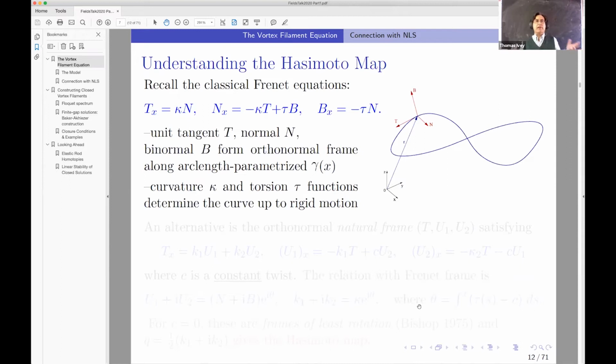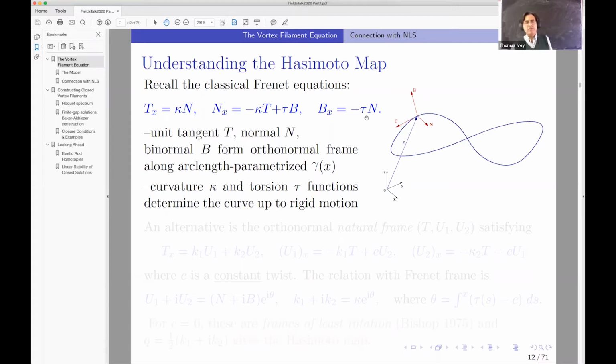So you may remember the classical Frenet equations. The way you get curvature and torsion for a space curve is that you take the arc length derivative of the unit tangent, that's kappa times the unit normal, and then the arc length derivative of the unit normal vector is minus kappa t plus tau b, and finally b sub x is minus tau n, where t, n, and b, of course, form the Frenet frame, the orthonormal frame along the curve, and kappa and tau can be used to determine that curve up to a rigid motion.